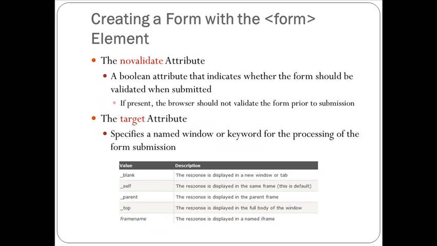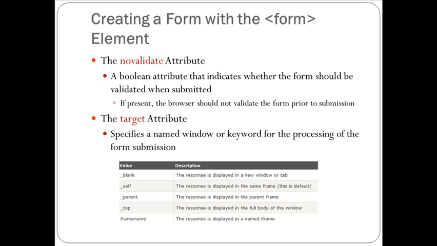The novalidate attribute is a boolean that indicates whether the form should be validated when submitted. If it's present, the browser should not validate the form prior to submission. As developers, you will not be using this very much at all, if ever, because you're going to want to validate the information that you get from the user to make sure that the code page on the server that's going to process it has the correct data. In other words, you want to make sure that if it requires a number, a number is actually submitted. If it requires something to be entered, you want to make sure that something is actually there. So you won't see that used very often.